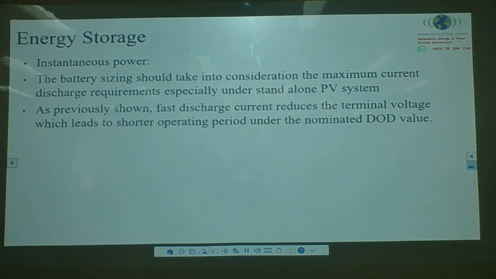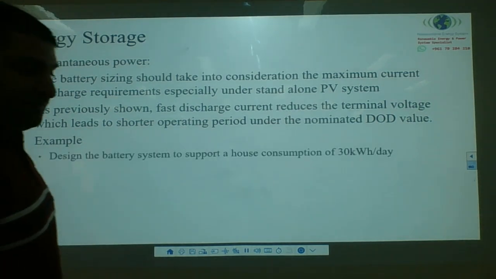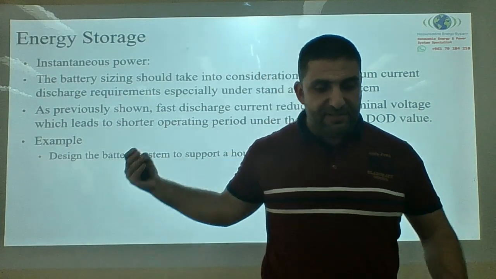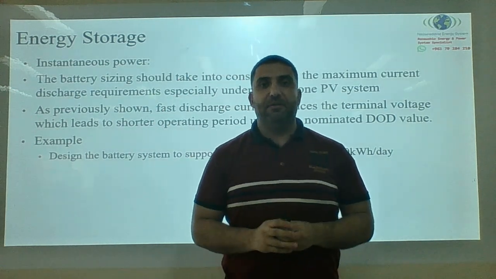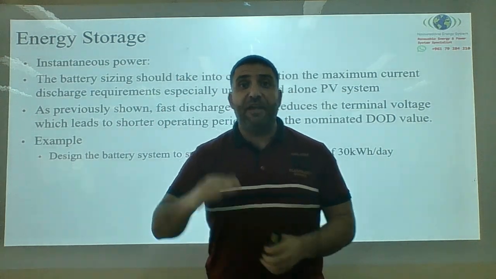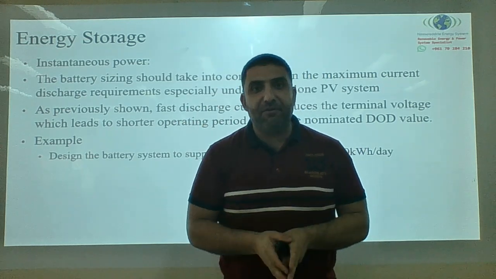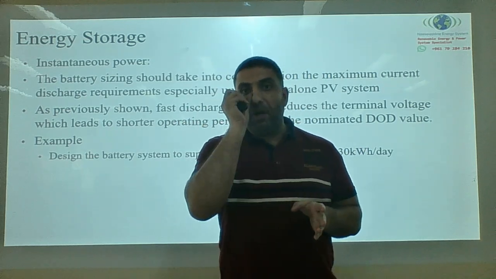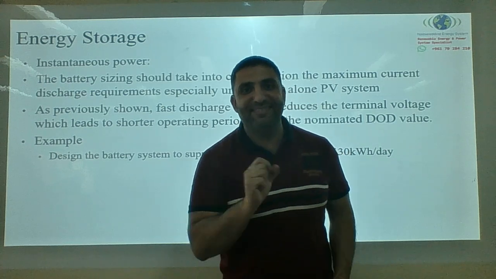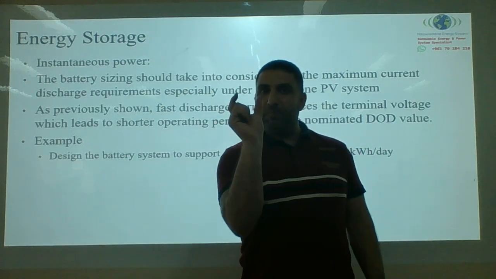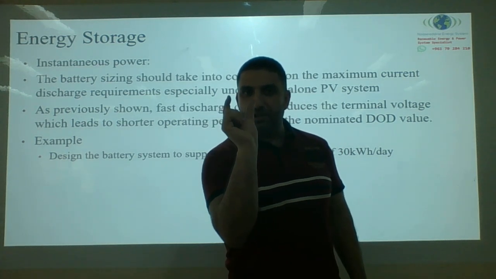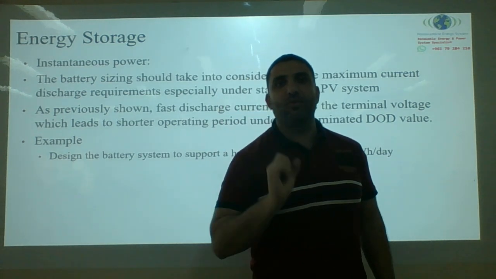Instantaneous power. Guys, it's very important for us. The instantaneous power is the maximum peak power that the system can take for a certain period. Because when I have a peak power, that means I have a peak current. When I have a peak current, my system voltage will drop down, which means my operating window for my battery will get smaller.